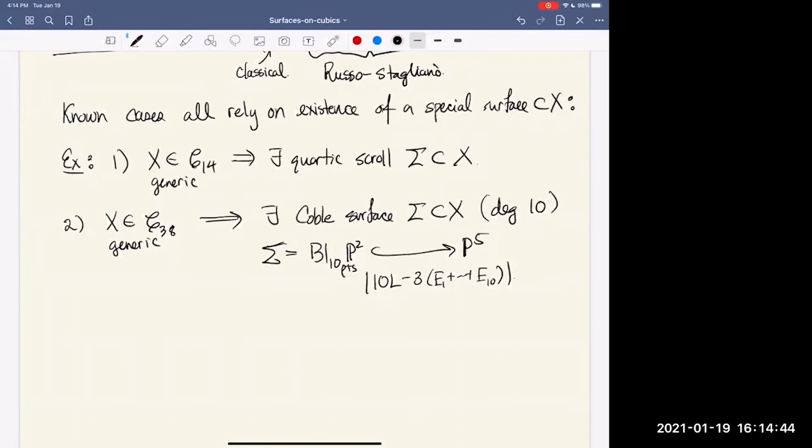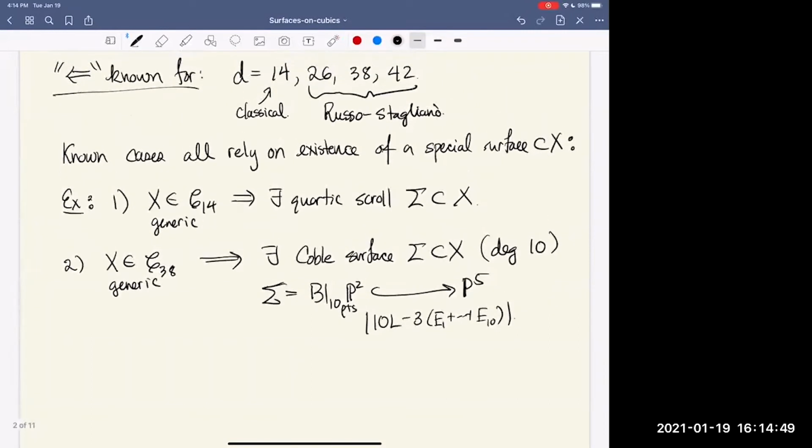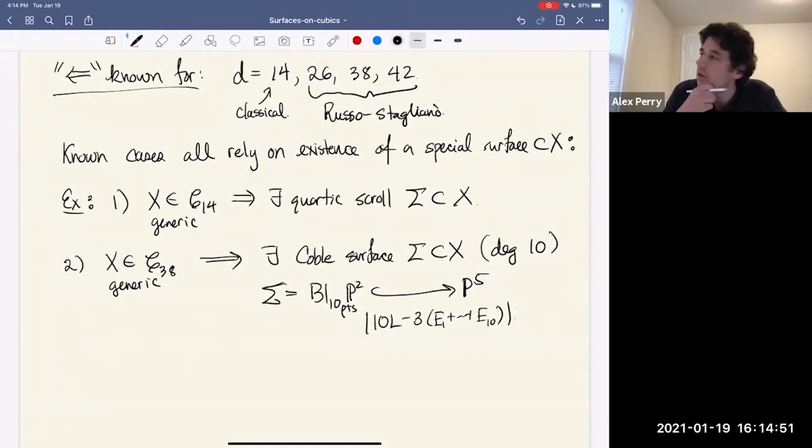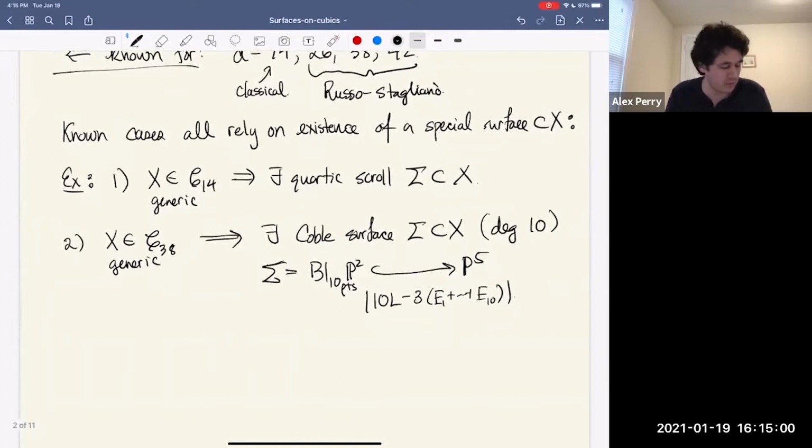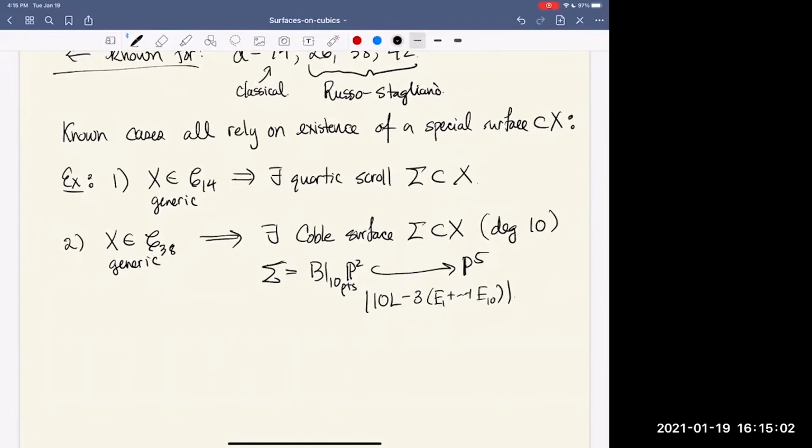Alex, these 10 points on P2 should be generic or in a special position? Let's say generic. I think you can get generic points for a generic X in C38. I think that's true. It won't be so important for this talk, though.